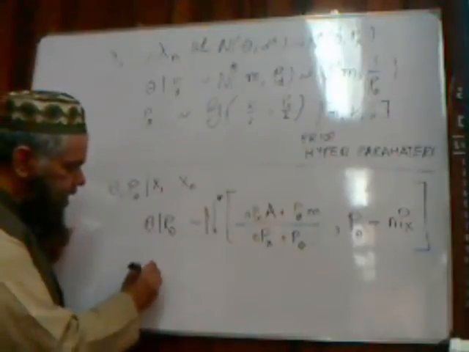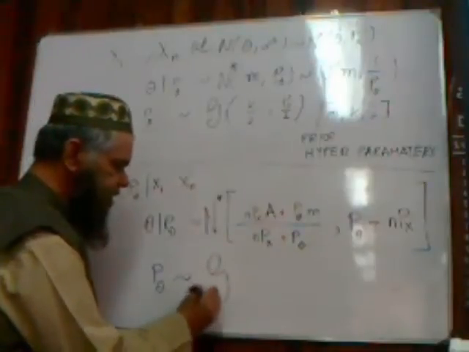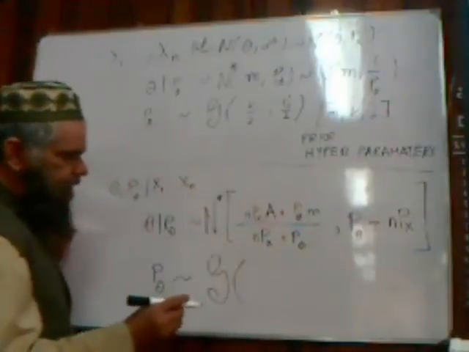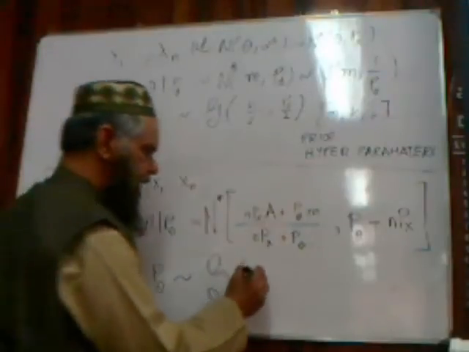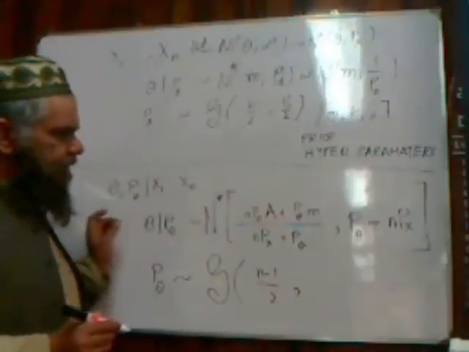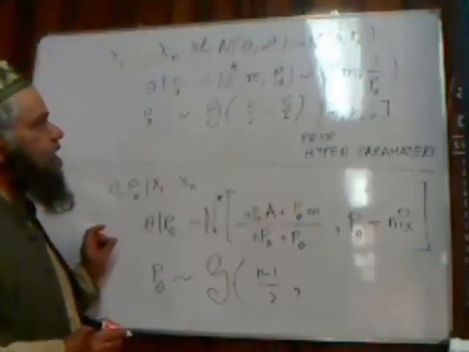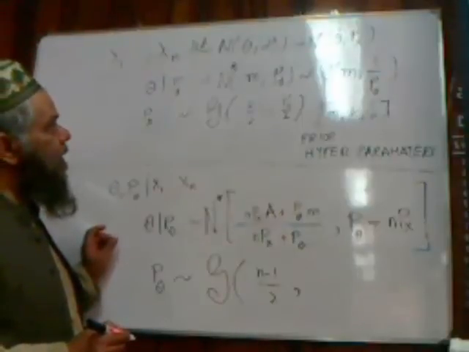Now the other thing, this is theta given p theta. P theta itself has a gamma density, and the gamma density has n minus 1 over 2 degrees of freedom, and it has a scale parameter which is equal to the s. That's very important.